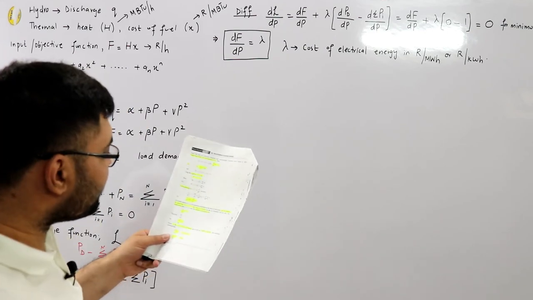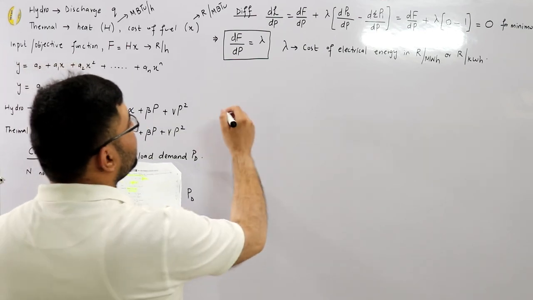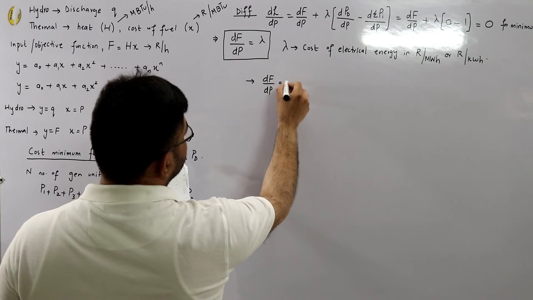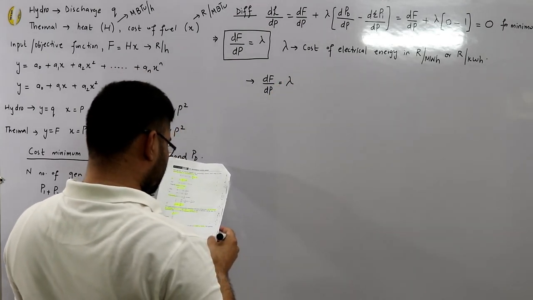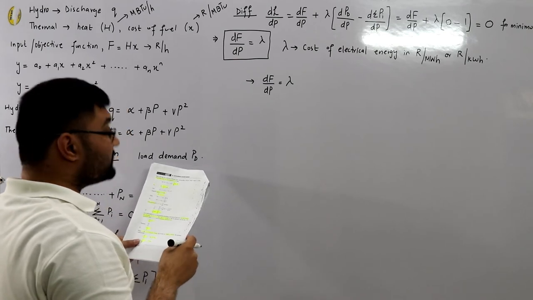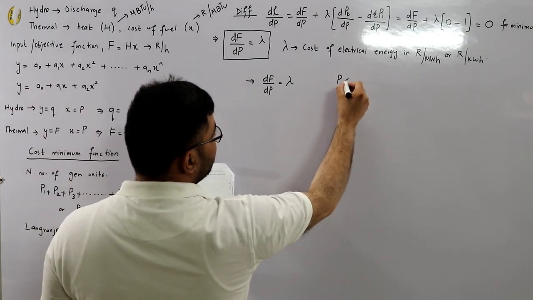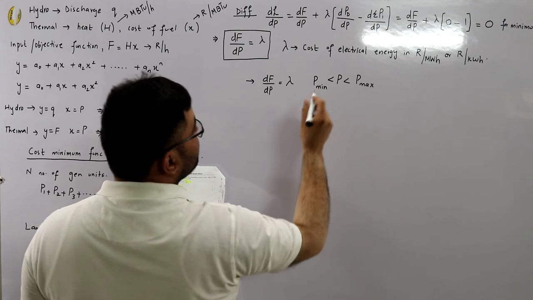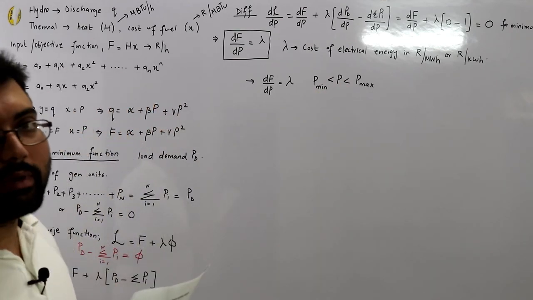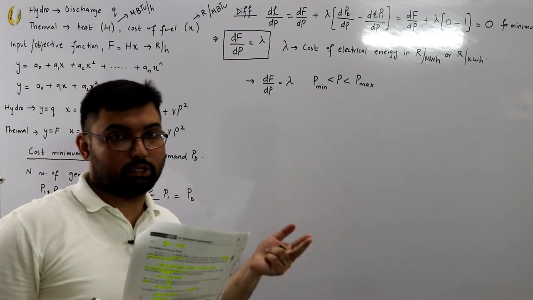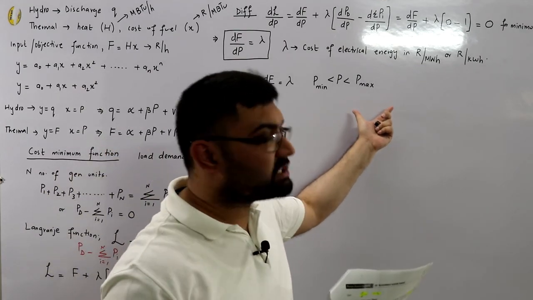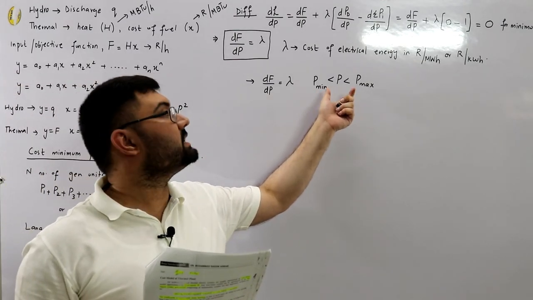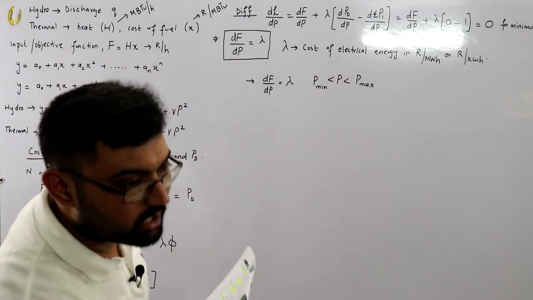So over here, if my dF/dP comes out to be equal to lambda, this means the power being generated is lying in an economical range. For economic dispatch you have a minimum and a maximum limit. If this condition is satisfied, the power that a unit is dispatching is lying between the limits. It is operating economically.